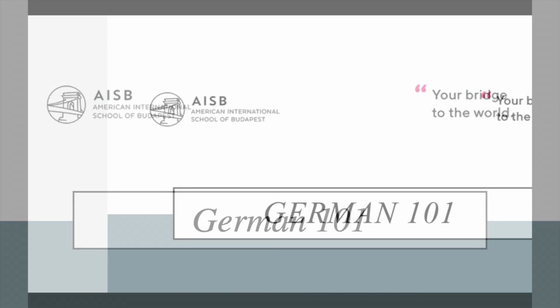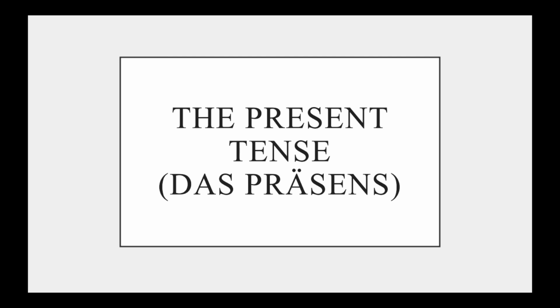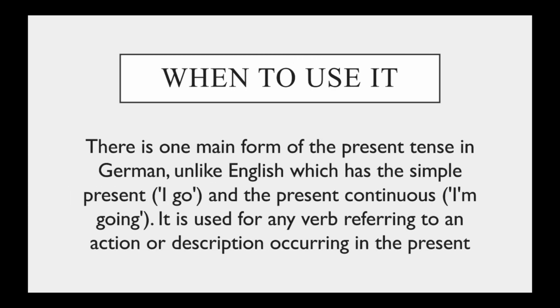This is a short video to explain the use of the present tense in German, das Präsens. Now, there's only one present tense in German, mostly, unlike English, which has two, the simple present and the present continuous.